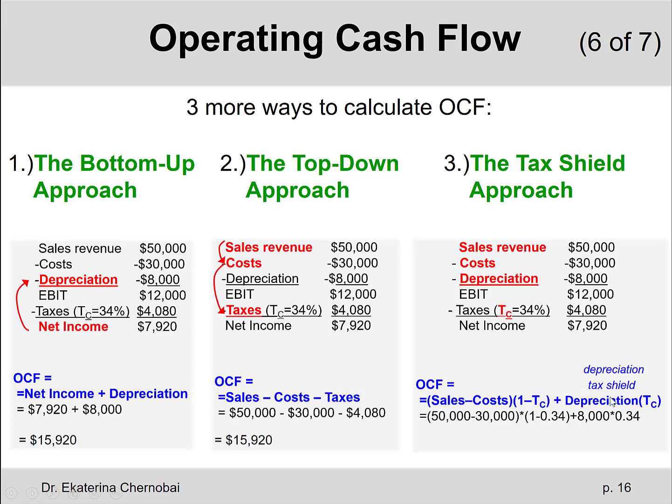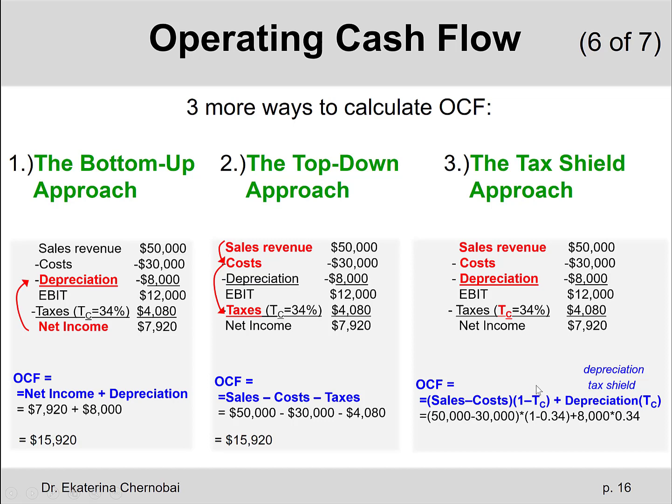So the depreciation tax shield is sort of this extra term that we add to sort of after-tax income that shows how much of a difference it makes when we are allowed to treat depreciation as an expense, as opposed to the case when we don't use it as an expense, right?